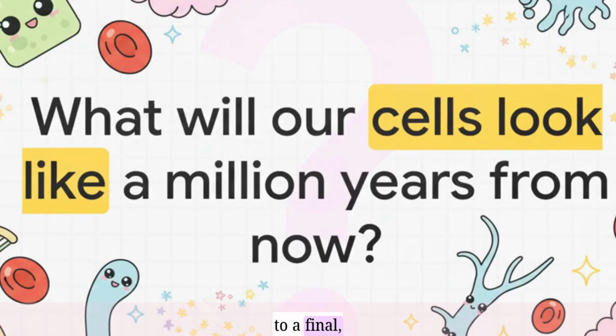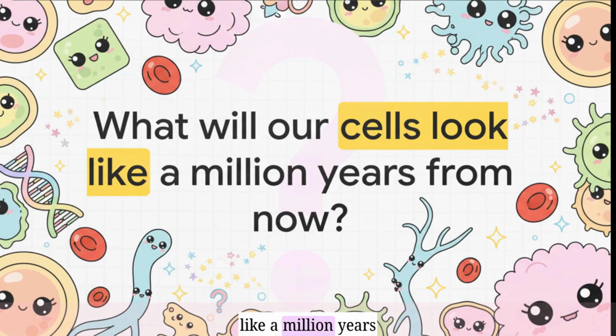Which brings us to a final, truly mind-bending thought to leave you with today. Every complex animal, every towering tree, and every single one of us started as a single primitive cell. If that simple biological blueprint evolved into the staggering, perfectly synchronized microscopic factories operating inside of your body right at this very second, what on earth will our cells look like a million years from now?